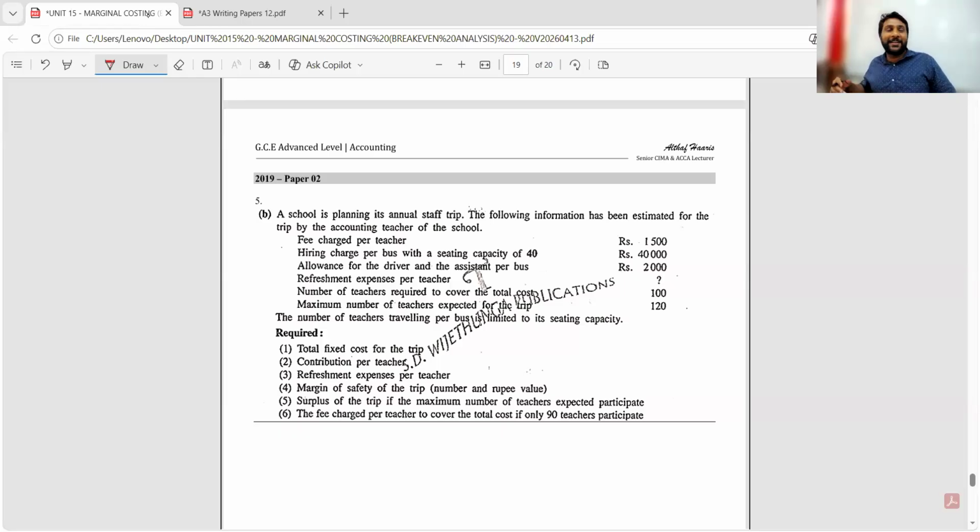He will sit and organize the trip, so now you are that person, you are going to organize a trip. Okay. The school is planning its annual staff trip. You are the head of staff. The following information has been extracted from the trip by the accounting teacher of the school.